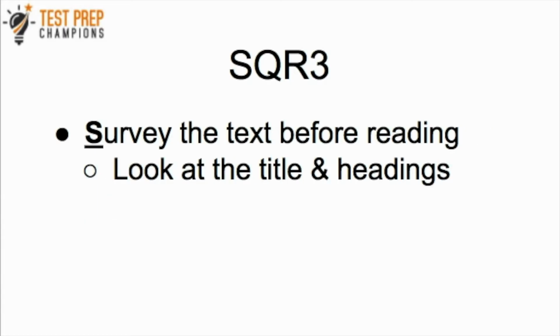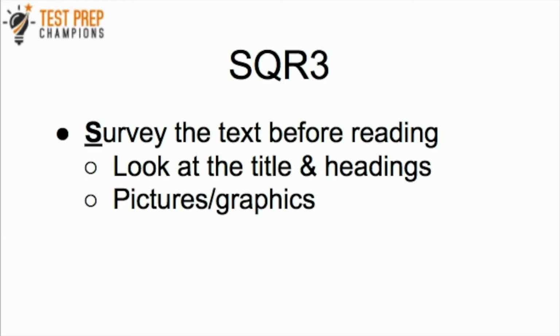Surveying also just means things like looking at the title and the headings, any subheadings that are present in the text, and then any pictures and graphics. Pictures are going to be pretty self-explanatory, but graphics could be things like graphs or charts or numbers. You don't have to really process them and take them all in at first. In the survey phase, you're just skimming them, just looking at them, just to prime your brain for what's going to come.